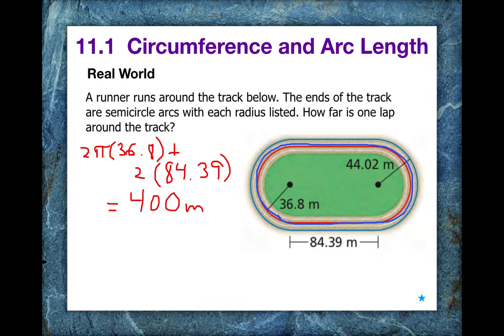What you should do on your own is calculate what the distance would be if you went around the outside track, which has 44.202 meters as its radius. And the straightaways are, of course, going to be exactly the same on either side. So compute that on your own, and we'll talk about it tomorrow in class.